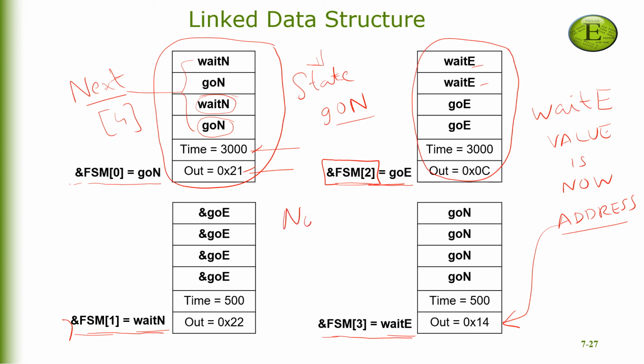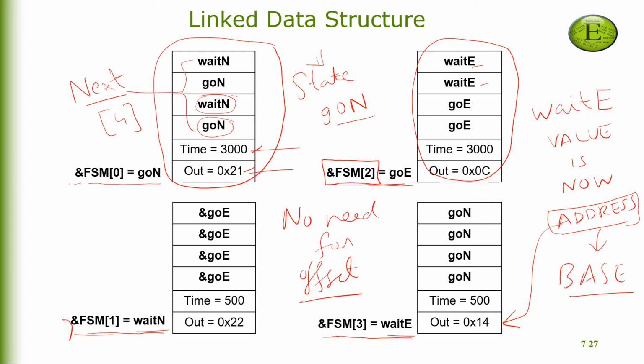No need for the offset. We can just work with the base. So all of these addresses are the base addresses. And that's where the pointers are so helpful. So without using offset, all we need is to work with the one type of addresses. Those are the base addresses.